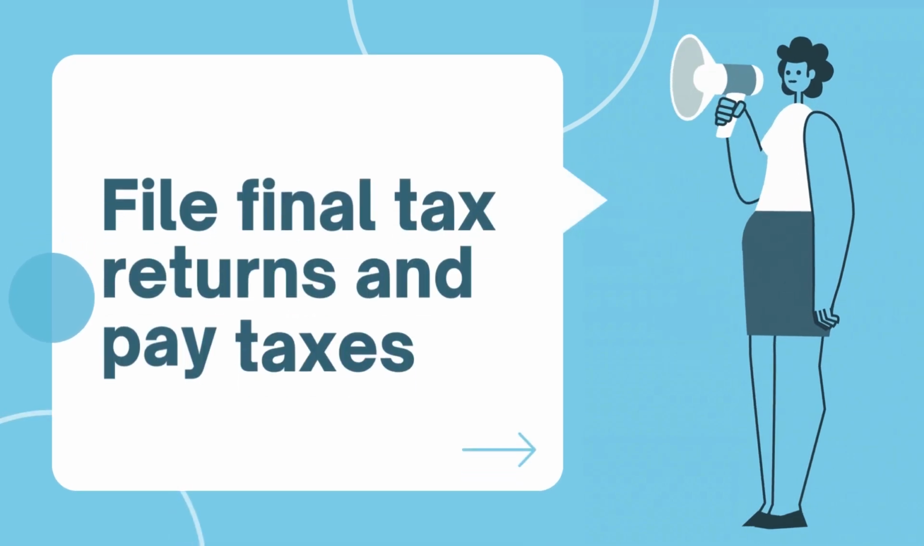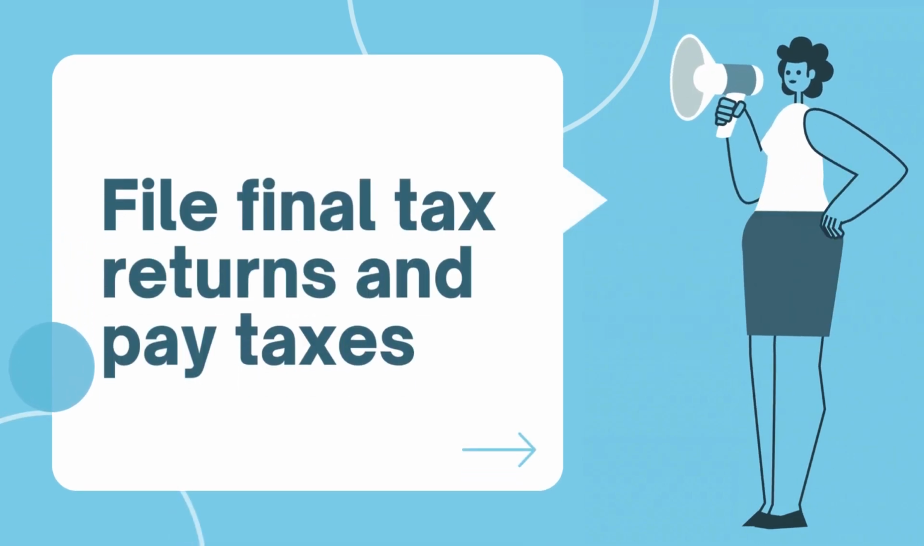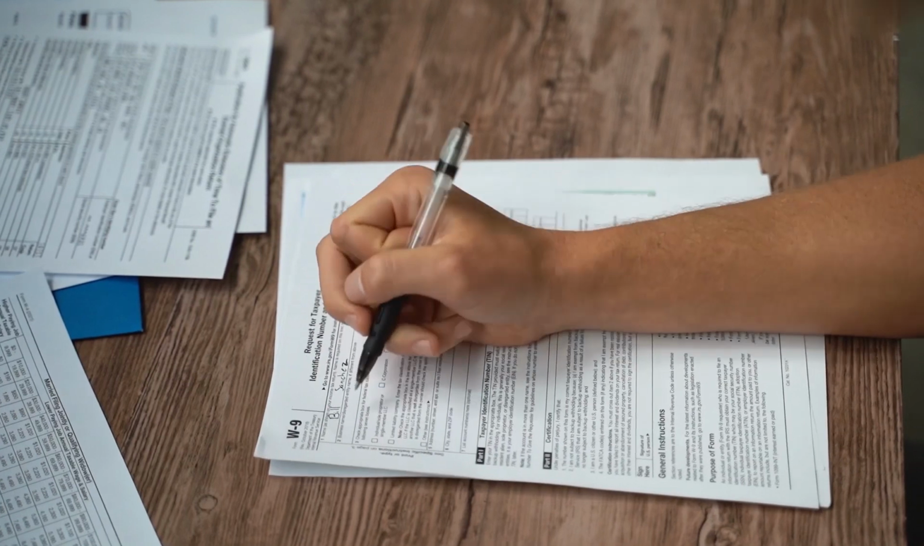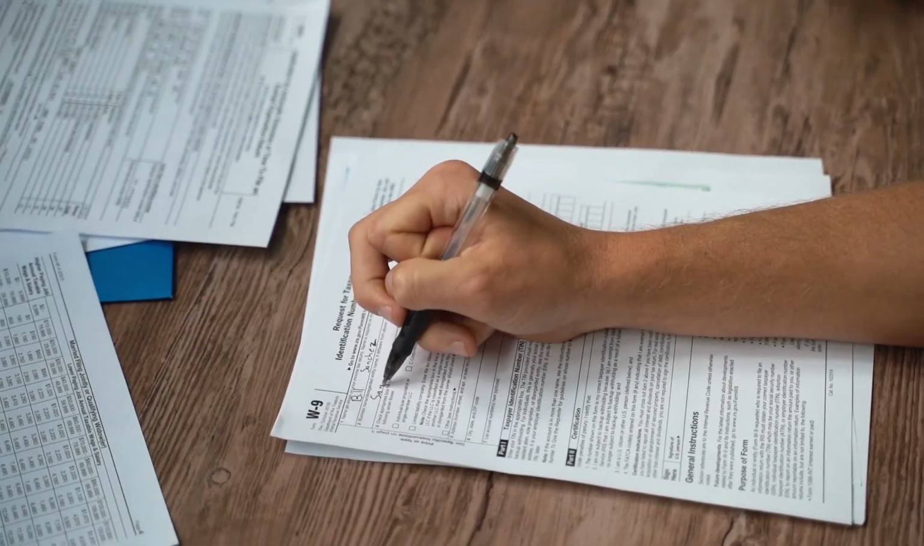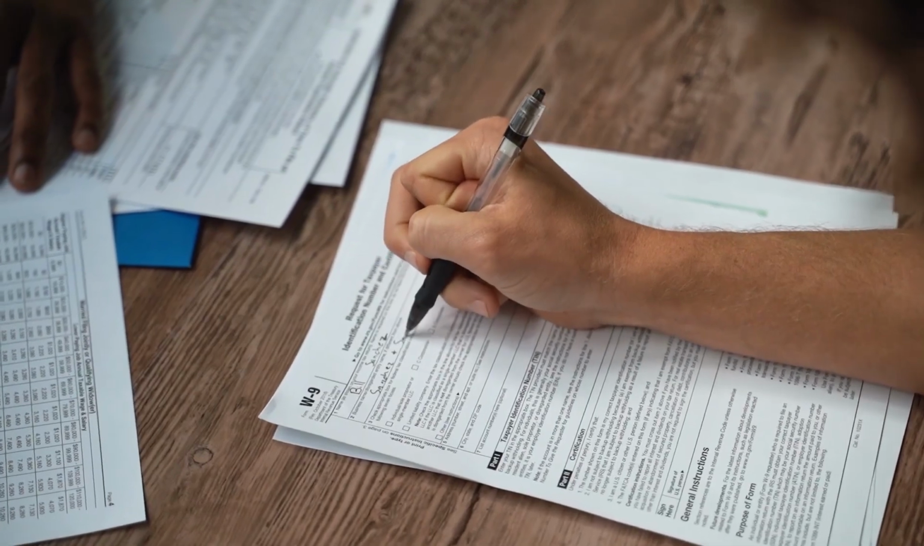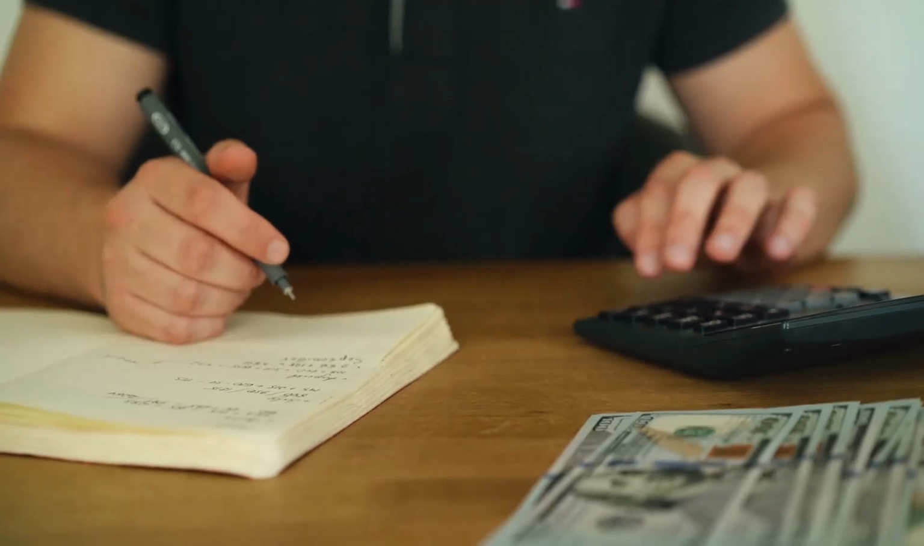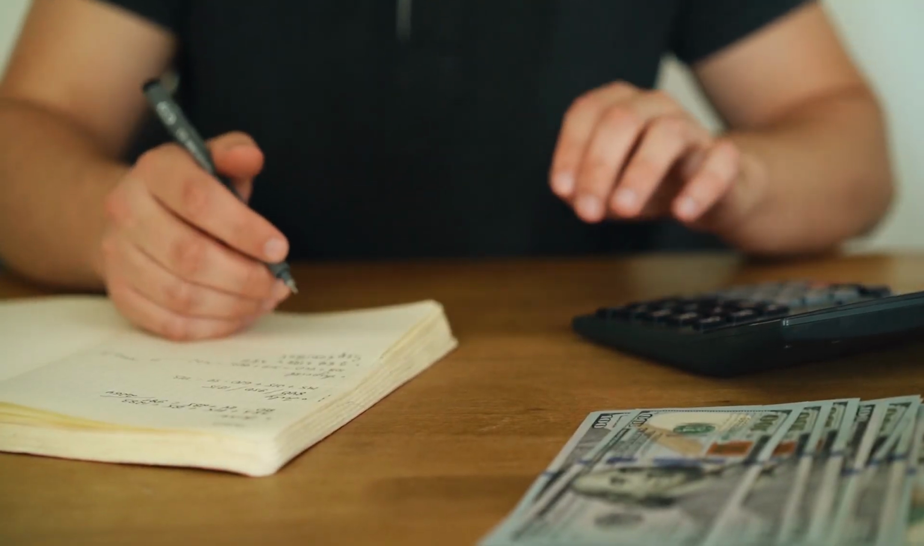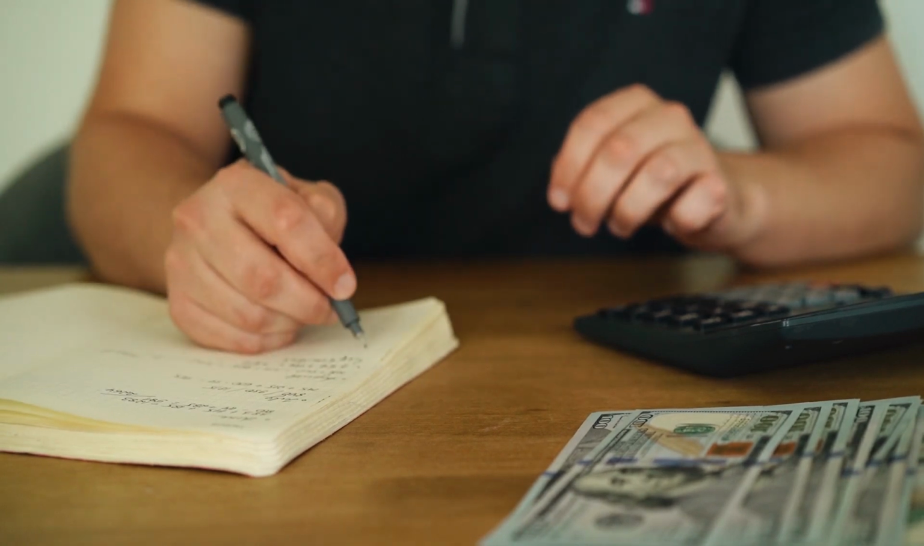File final tax returns and pay taxes. The LLC must file final tax returns with the IRS and state or local tax authorities and pay any remaining taxes owed. This may include sales tax, employment taxes, and income tax.